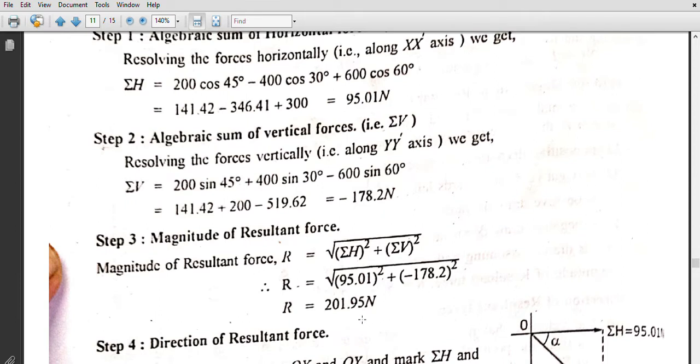Next, you have to find the magnitude of the resultant force. You have the formula: magnitude of the resultant force R is equal to square root of summation H square plus summation V square. If you solve that, the resultant force will be 201.95 Newton.